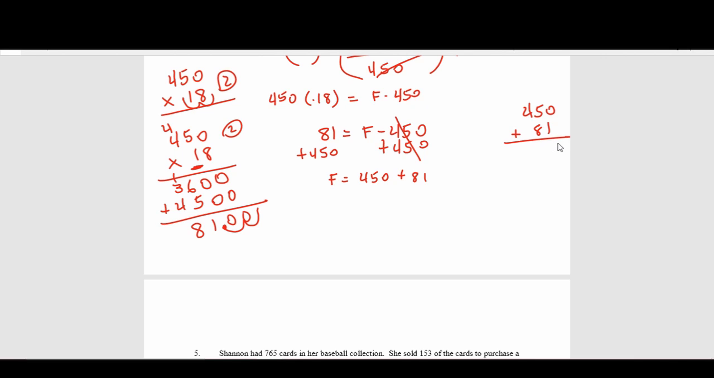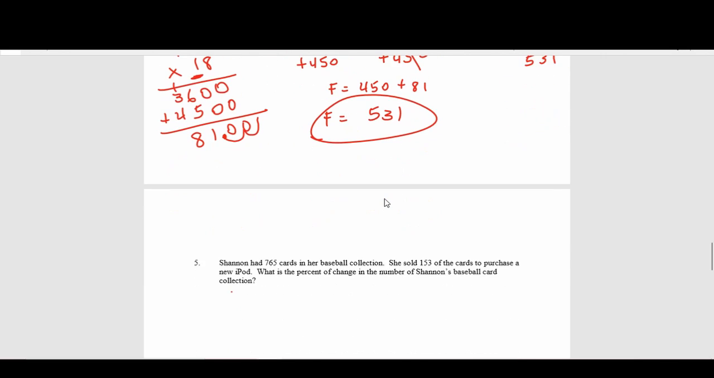0 plus 1 is 1. 5 plus 8 is 13. Carry the 1. 4 plus 1 is 5. Okay? So, in other words, if the company increased its staff by 18%, it would currently have 531 employees. Okay, so that's that one. The question just wasn't worded that well, so I apologize for that.